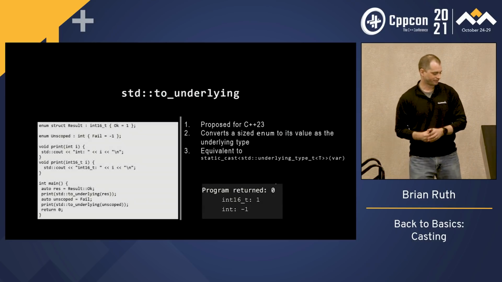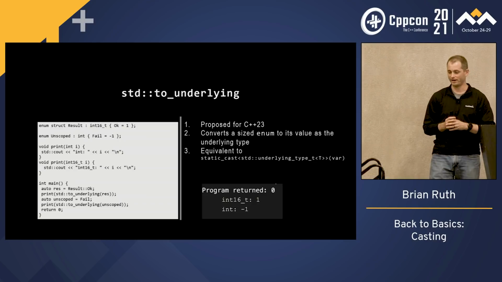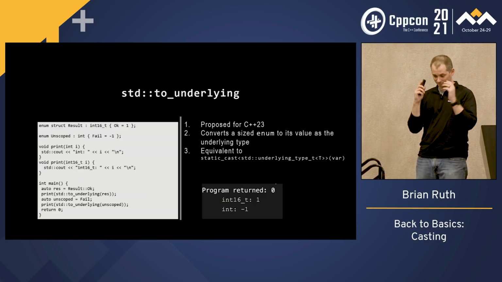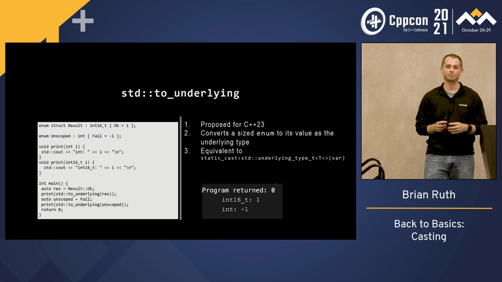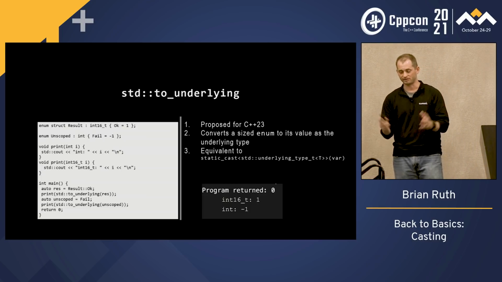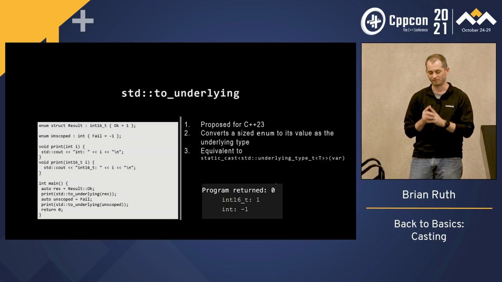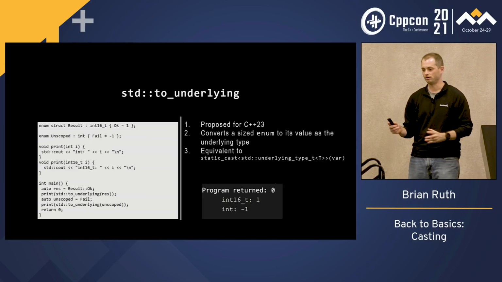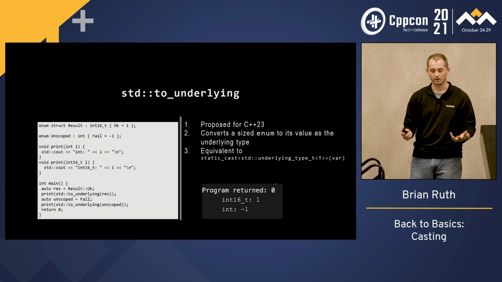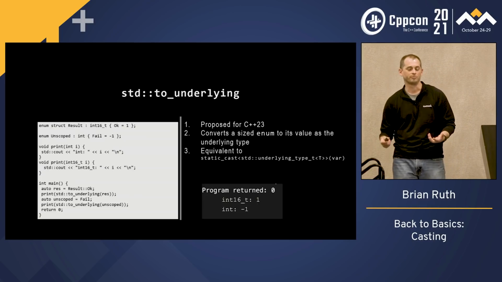to_underlying. So we are way ahead of time. to_underlying. This is going to be as proposed for C++23, and I'm a huge proponent of using scoped and sized enums wherever possible. It's going to convey a lot more meaning to your code when you're going through and reviewing the code and reading the code and trying to figure out what something's doing. So the more you can use these scoped enums, the better.